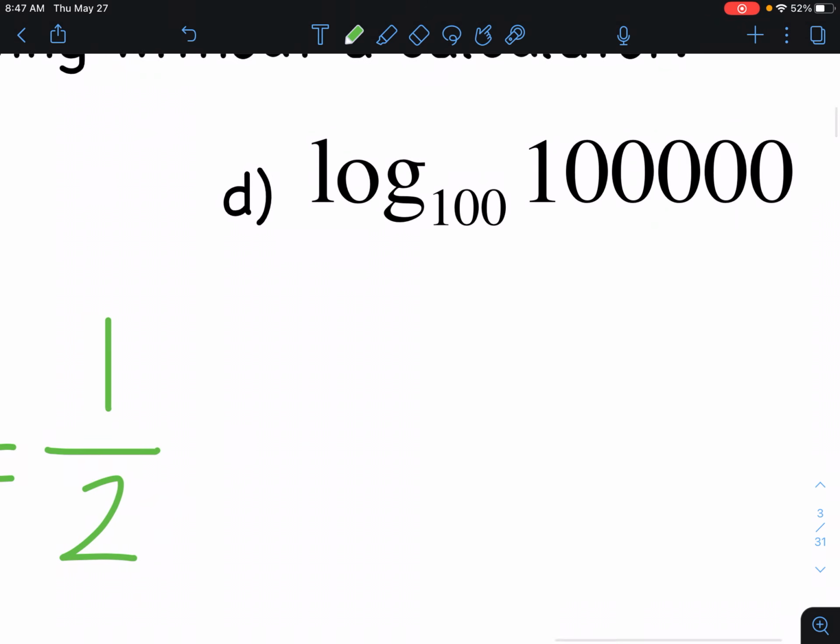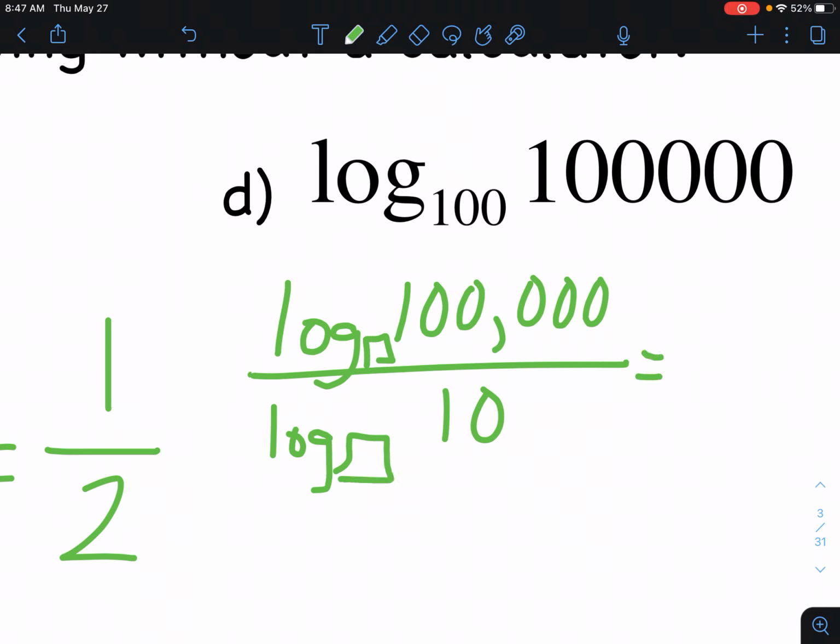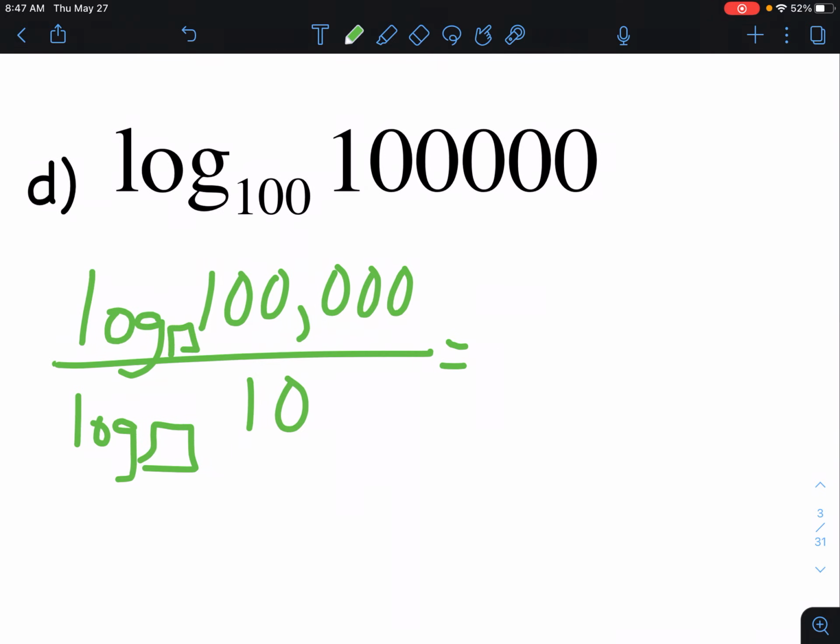Okay, let's try another one. Letter D. 100,000. All right, what could I have here that goes into them with exponents? Pause now to think about it. It would actually be, it's simple, 10.